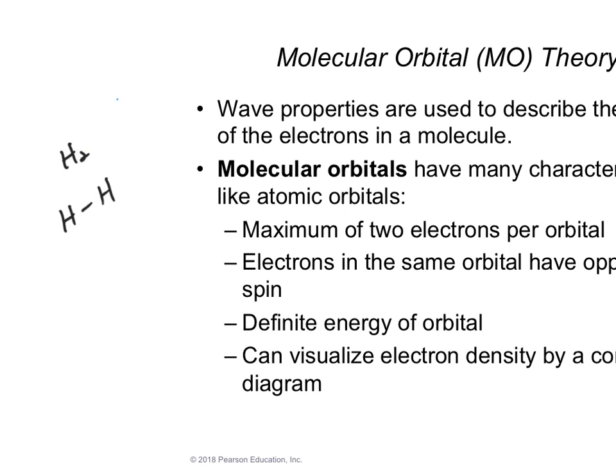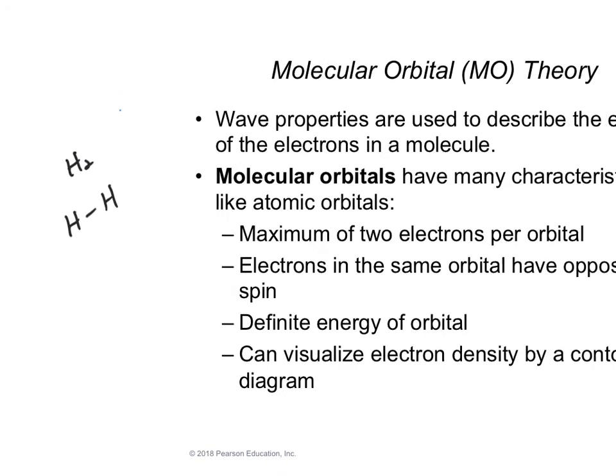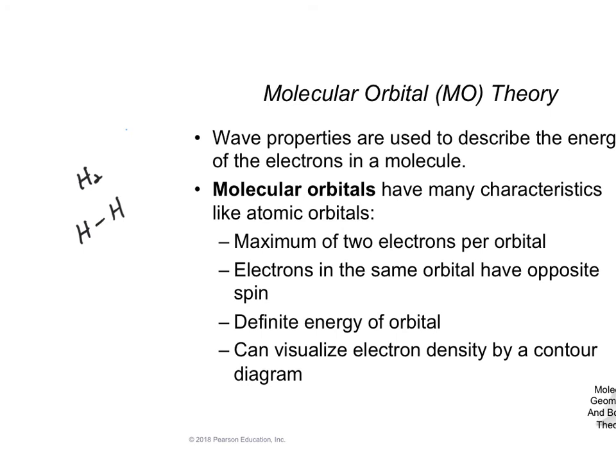The problem with that is, ideally, besides hydrogen, could we ever discretely solve the Schrodinger equation for any other type of atom? No, right? So if we can't do it for anything besides hydrogen, do you think we're going to be able to do it for an actual molecule, where we have multiple nuclei and multiple electrons? No. So what molecular orbital theory hinges on is making approximate solutions to these overall molecular orbitals.